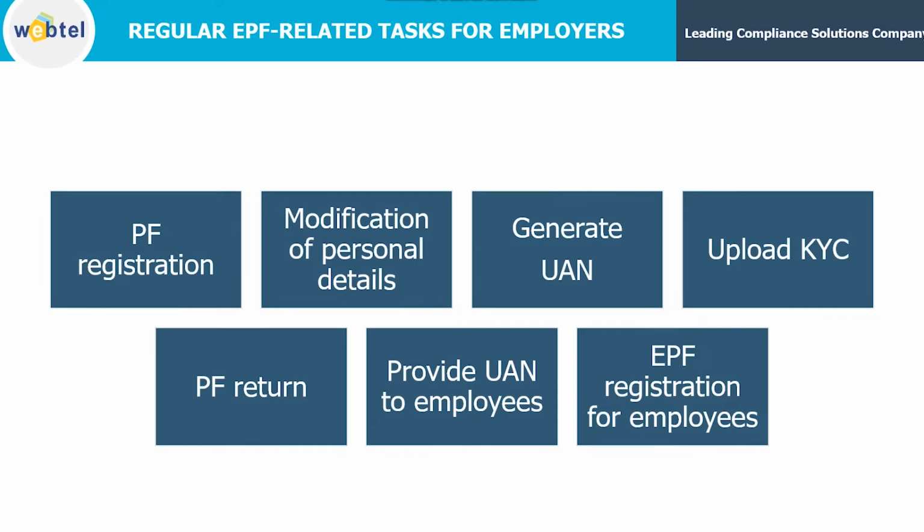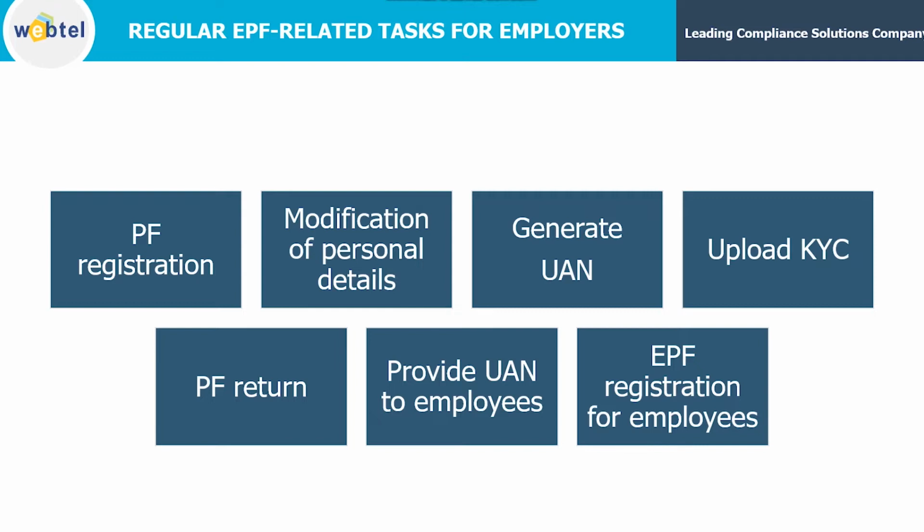Now here I have listed some EPF related regular tasks for the employers. First of all, an employer is to be registered under the EPF Act when he gets eligible. After that, every employee whose PF is to be deducted is to be registered on the portal, and any modification, if any, for personal details is to be done. Then a UAN number is to be generated for each employee.